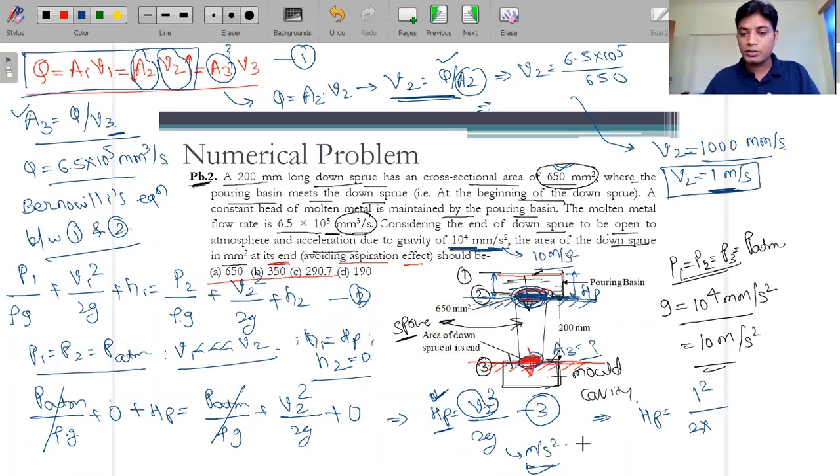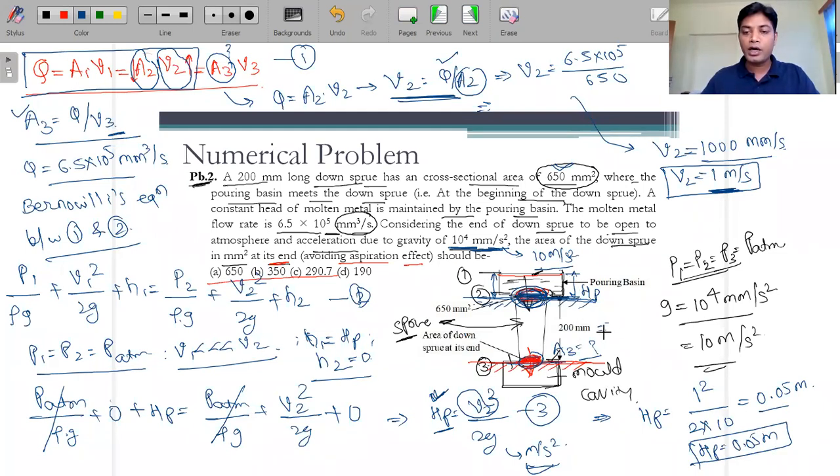Okay guys, so put this value, that is 2 into 10, and can you tell me the value of this one? HP. This is 0.05, right? This is 0.05 meter. Yes, very good. So this HP value equals 0.05 meter. Now we have calculated this HP value.